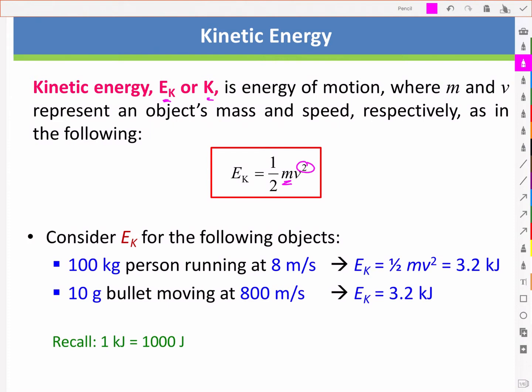Let's say a hefty 100-kilogram football player is running at 8 meters per second. For the sprinters out there, that's about 12.5 seconds for the 100-meter dash, so not bad. This corresponds to a kinetic energy of 3.2 kilojoules. On the other hand, a bullet that is 10,000 times smaller, that's 1 times 10 to the 4, and only 100 times faster, 10 to the 2, will have the same kinetic energy. Because remember, the speed is squared.